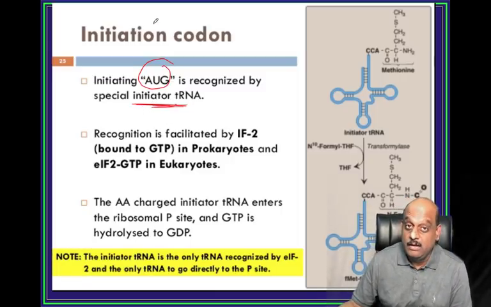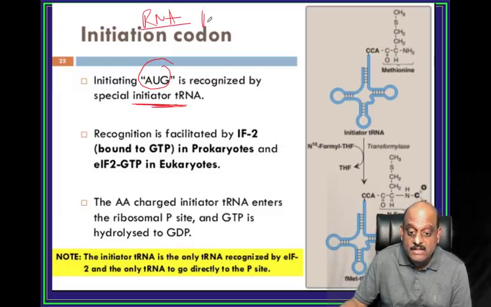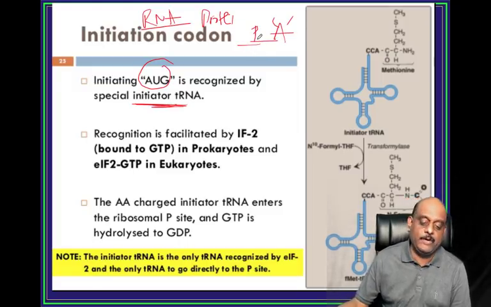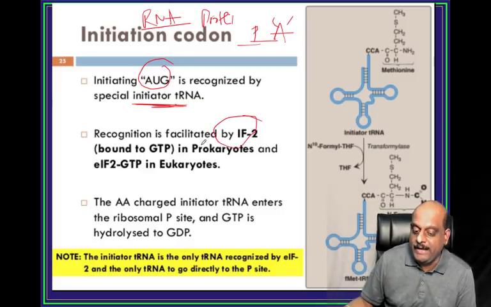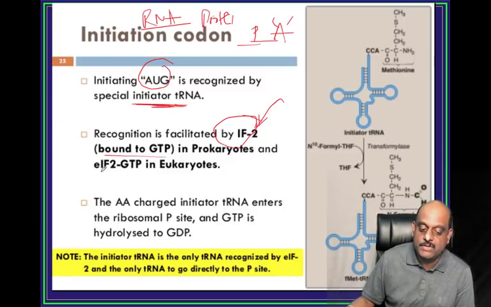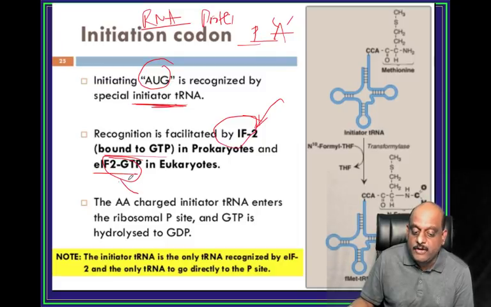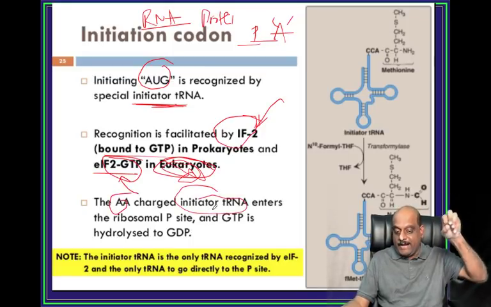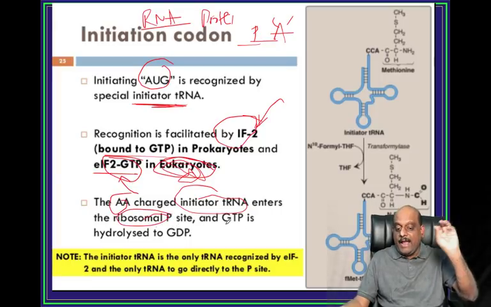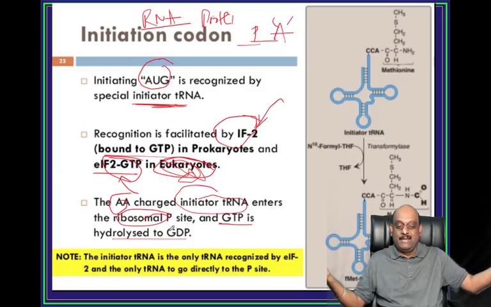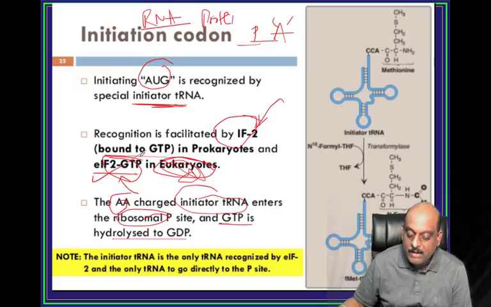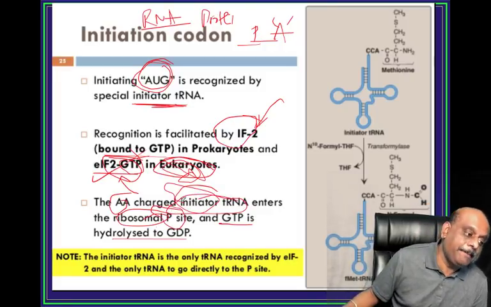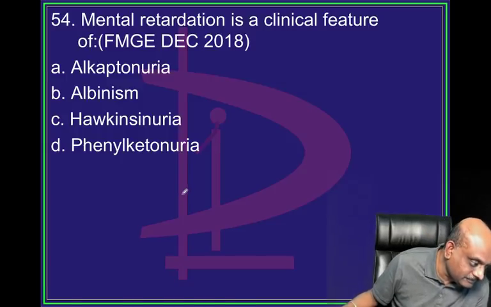Once more, doctor. Every step of protein synthesis, P site, A site, all sites you should be good at. The recognition is facilitated by IF2 bound to GTP in prokaryotes or elongation factor 2 GTP in case of eukaryotes. The amino acid charged on this initiator tRNA enters the ribosomal P site and GTP is hydrolyzed into GDP. That is what you need to remember. So mainly remember elongation factor 2 GTP is involved. AUG is the initiator codon. It is going to bind with the ribosomal P site. That is the whole funda.